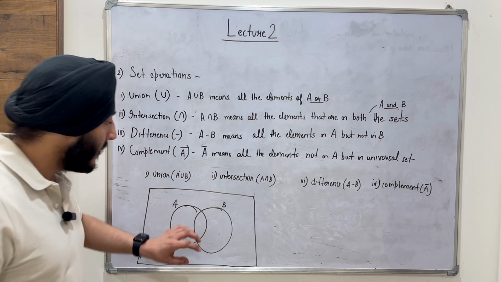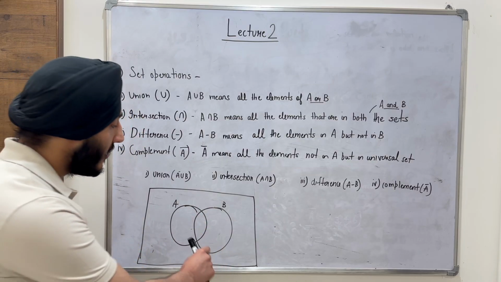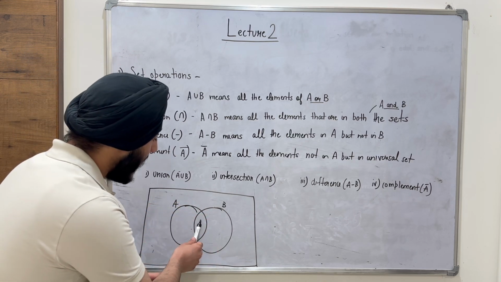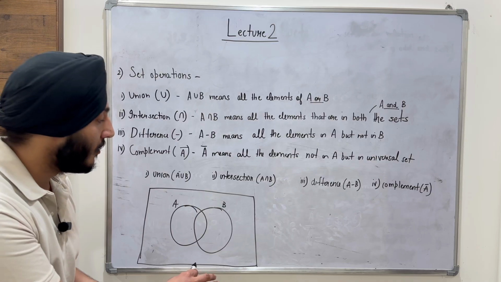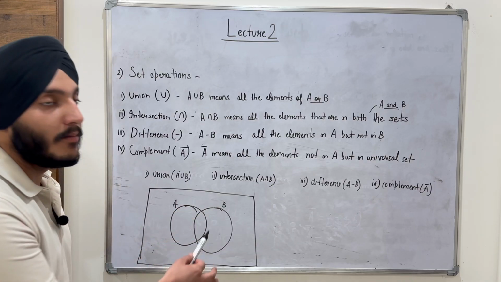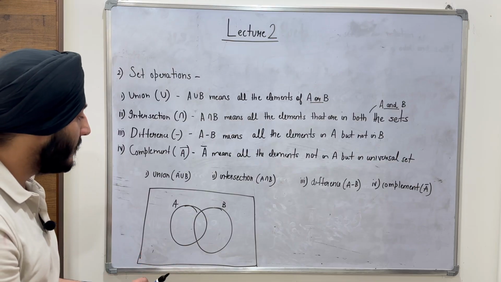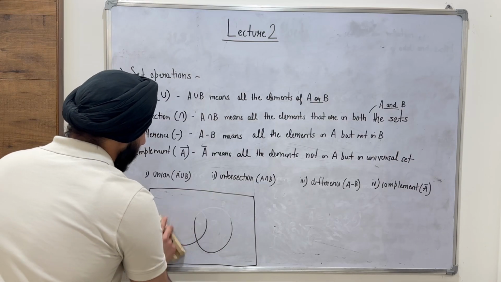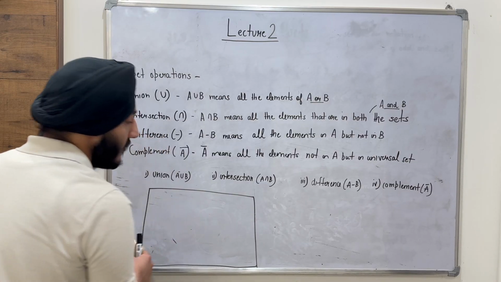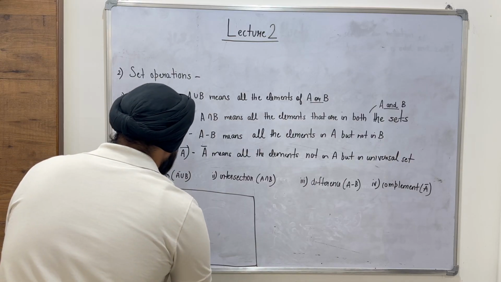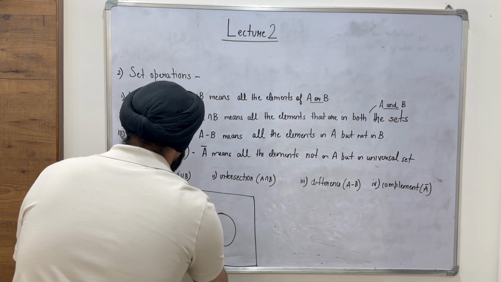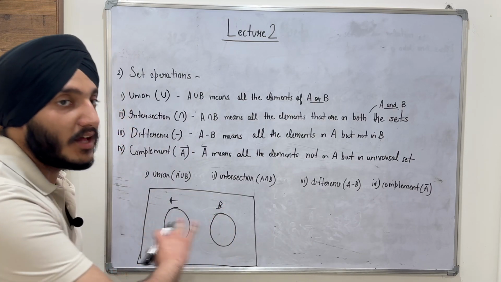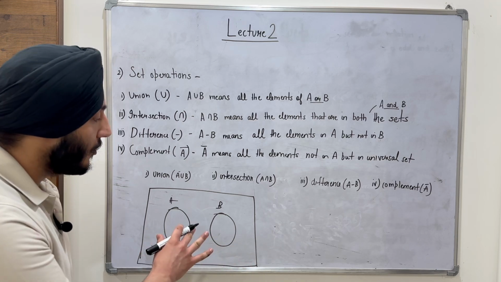Now, if you look at it, both these circles are intersecting each other at a certain point. What this means is that both of them have some elements in common with each other. So A and B have some similar elements. But if they were not intersecting each other, let's say I have it like this, this would mean that both the A and B sets have nothing in common. So that's quite important to understand.